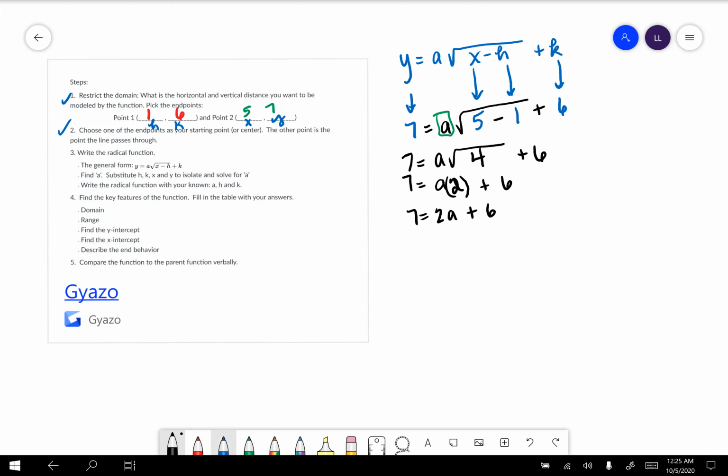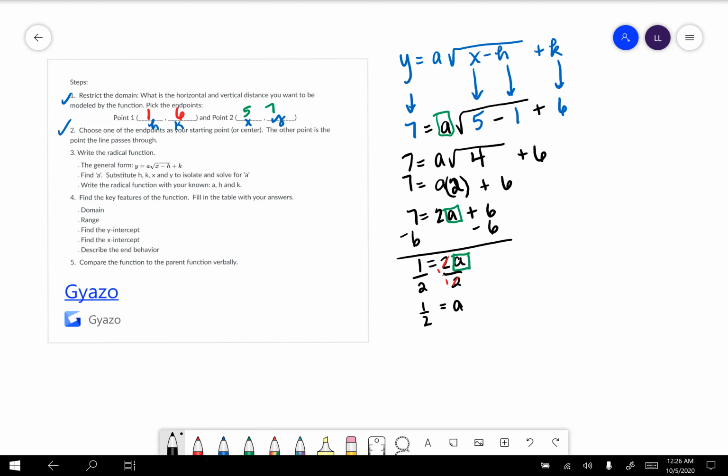Now I got to isolate a, like I said before. We got to get a by itself. So we're going to do the opposite and subtract 6 from both sides. And 1 is equal to 2a. Again, isolating a. This is attached by multiplication, so we need to divide by 2. And when you divide by 2, the 2's cancel out, equal to 1, right? So we end up with a is equal to 1/2.